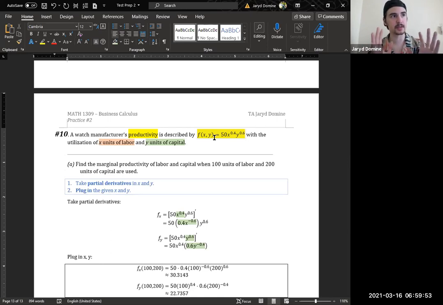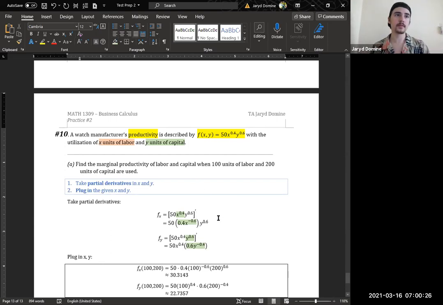But the question here is, which one will give me more watches? So if I add one more machine, how much does my productivity go up? Or how many more watches do I make? If I add one more worker, how much does my productivity go up? And the one that increases my productivity the most is the one that I want. Okay, so that's the idea of this problem. We have productivity, which depends on both the labor and on the capital.